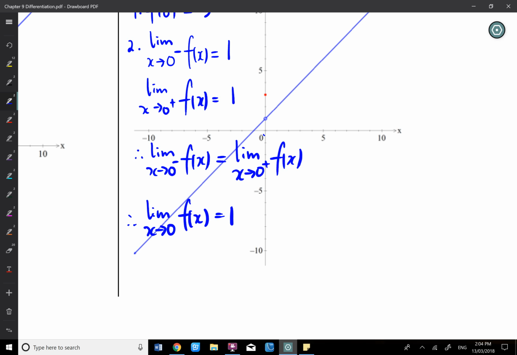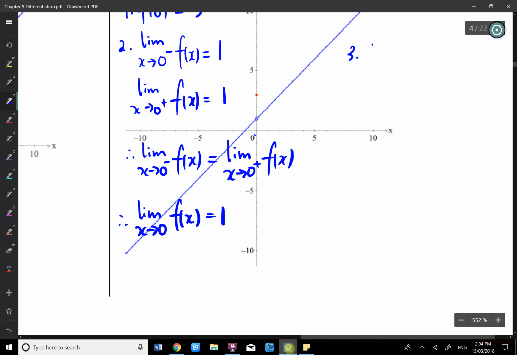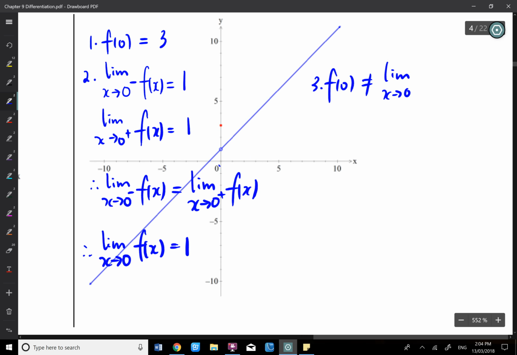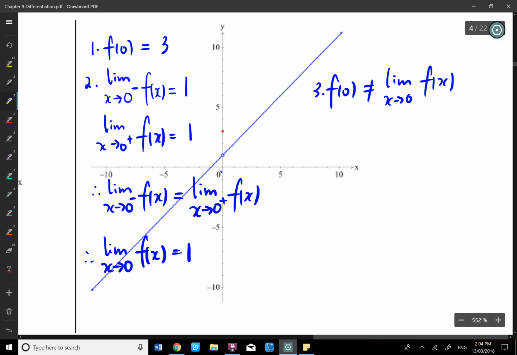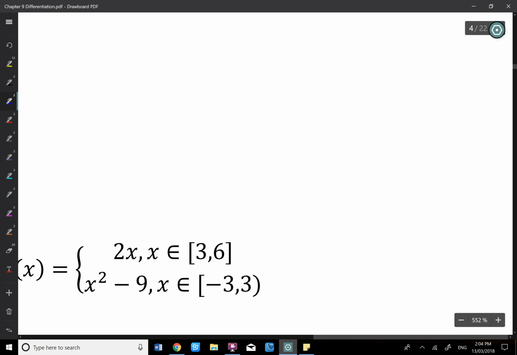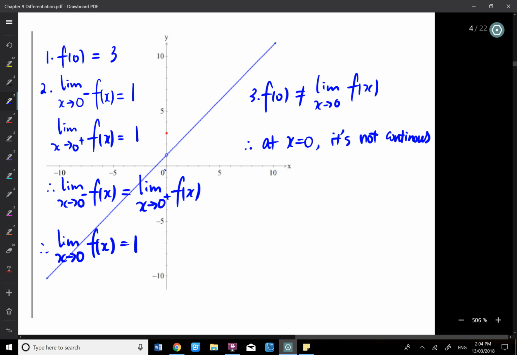What's wrong? They're not equal to each other. So f(0) is not equal to the limit as x approaches 0 of f(x). So at x equals 0 it is not continuous. Okay, so it's not continuous.